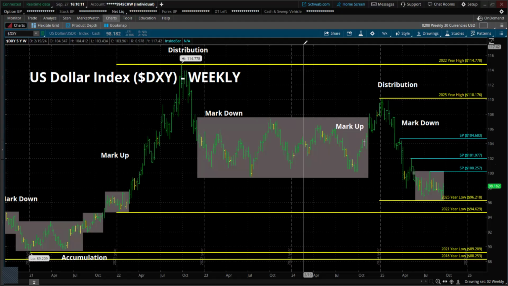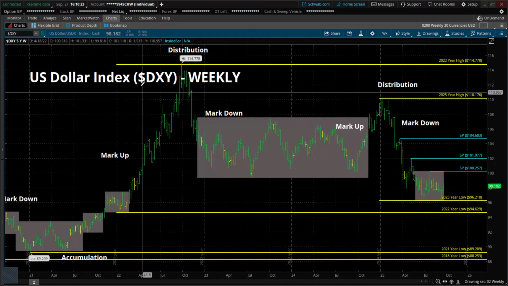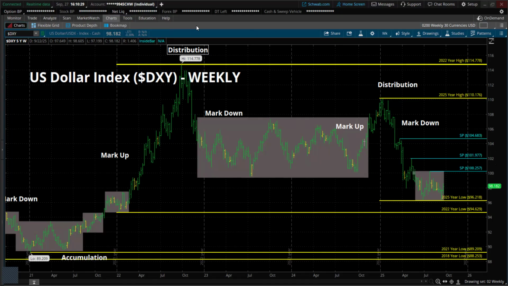This is the US dollar index. It's comprised of several currencies. This is offered on one of the United States futures exchanges. That's why the symbol has a dollar sign in front of it. This 5-year chart is a bar chart. Each bar represents a week.